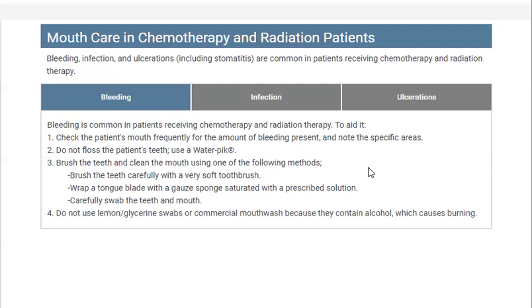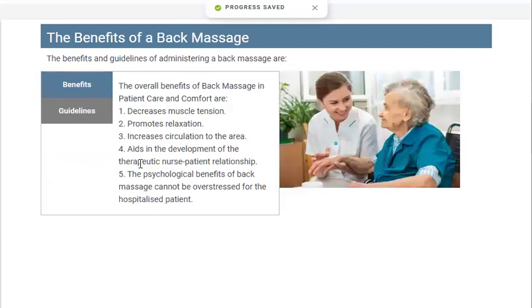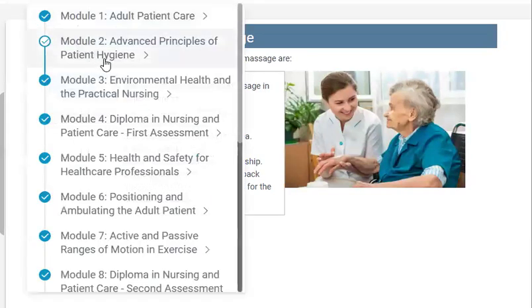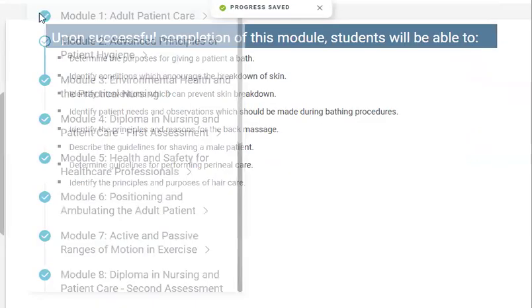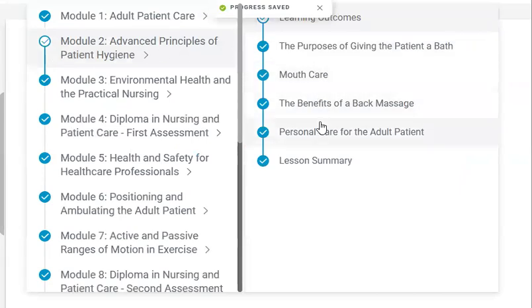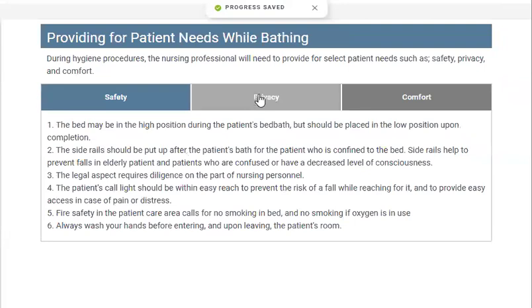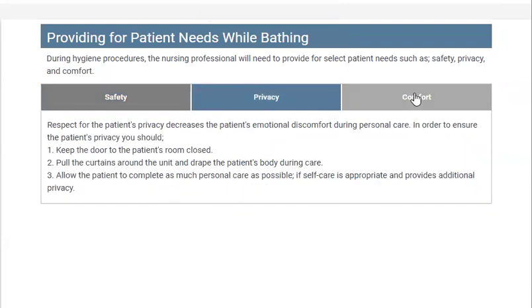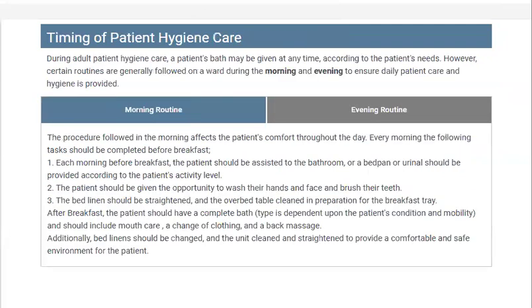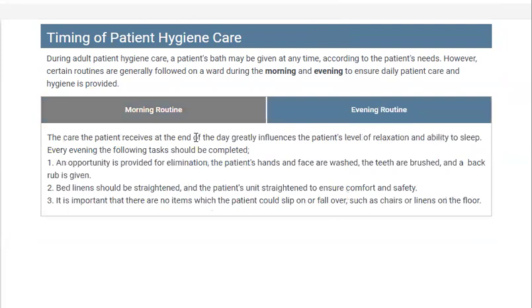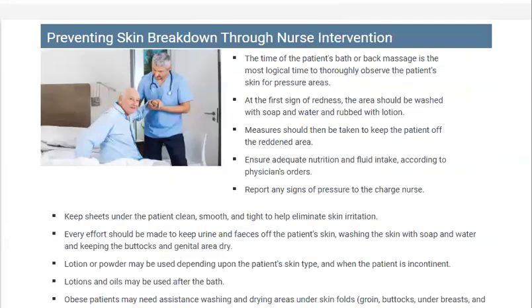Infection. Infection is common in patients receiving chemotherapy and radiation therapy. To aid it: 1. Check the patient's mouth for appearance, integrity, and general condition. 2. Wear clean gloves during the procedure. 3. Obtain a culture if ordered. 4. Do not floss the teeth if the mouth is irritated or painful. 5. Assist the patient with brushing the teeth and cleaning the mouth, using a soft toothbrush or a gauze-padded tongue blade. 6. Rinse the mouth with water and the prescribed solution if ordered.